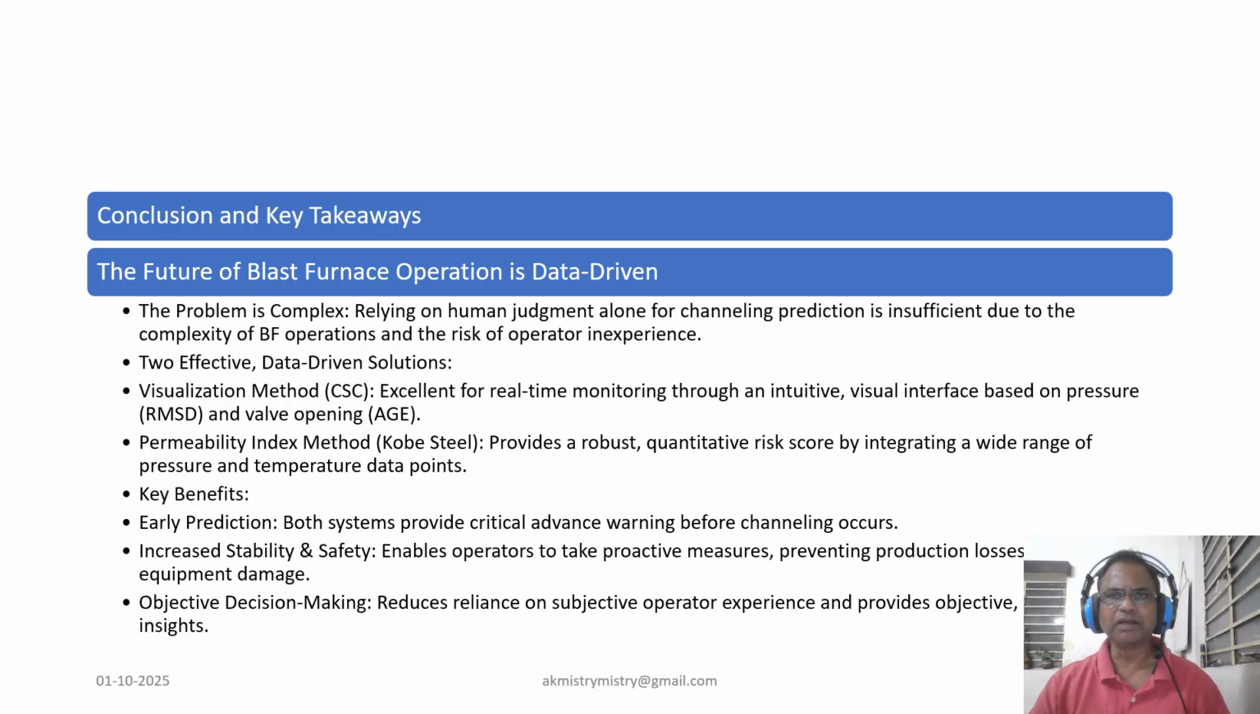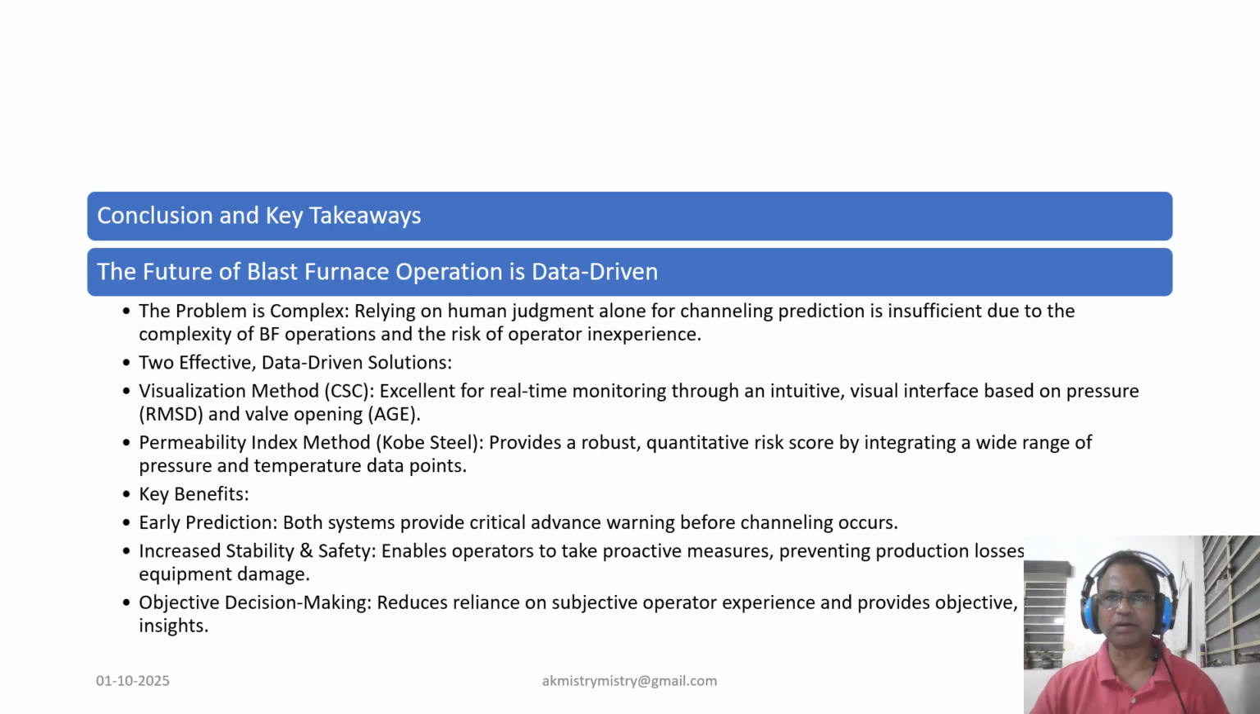The permeability index method we have seen in Kobe Steel provides a robust quantitative risk score by integrating a wide range of pressure and temperature data. Now let us review those key benefits. The key benefits are early prediction. Both systems provide the critical advance warning, as we have already discussed, before the channeling occurs, and it increases the stability and safety. It enables the operator to take proactive measures, preventing production losses and equipment damage.